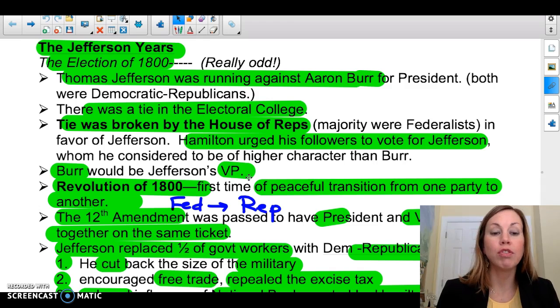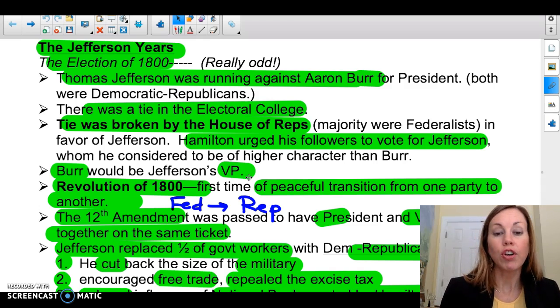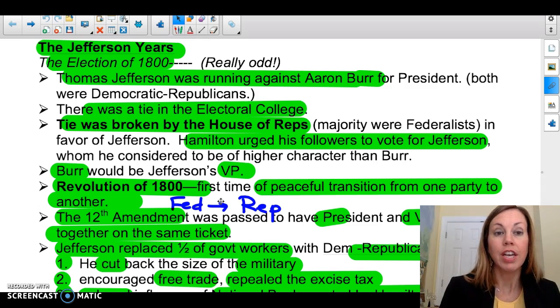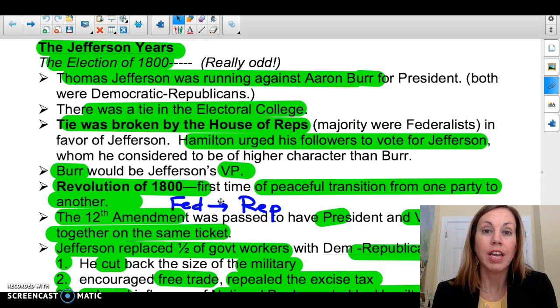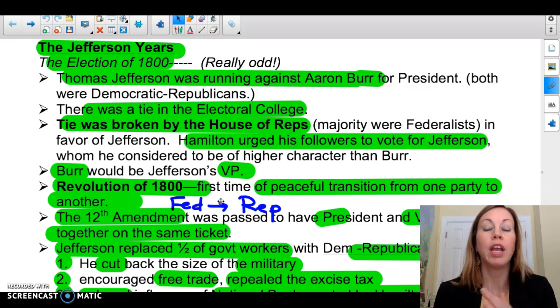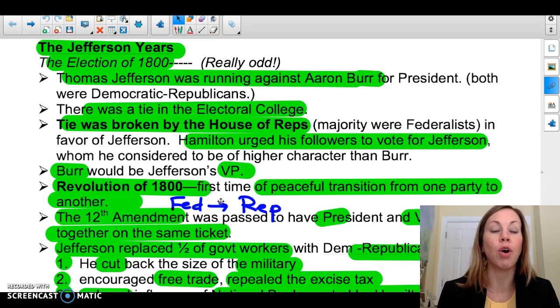It says Revolution of 1800. First time of peaceful transition from one party to another. So we're going from the Federalist Party now to the Republican Party. And you'll see Adams going out of office, Jefferson going into office. They will meet at the White House, shake hands, and you will literally see the transition of power from one party in the White House to the next. No fighting, no infighting, no arguing, literal peaceful transition.